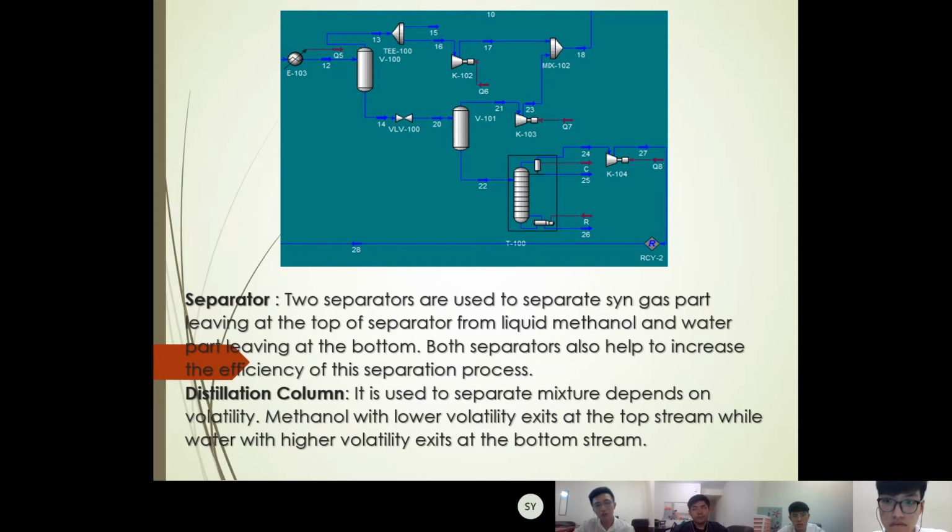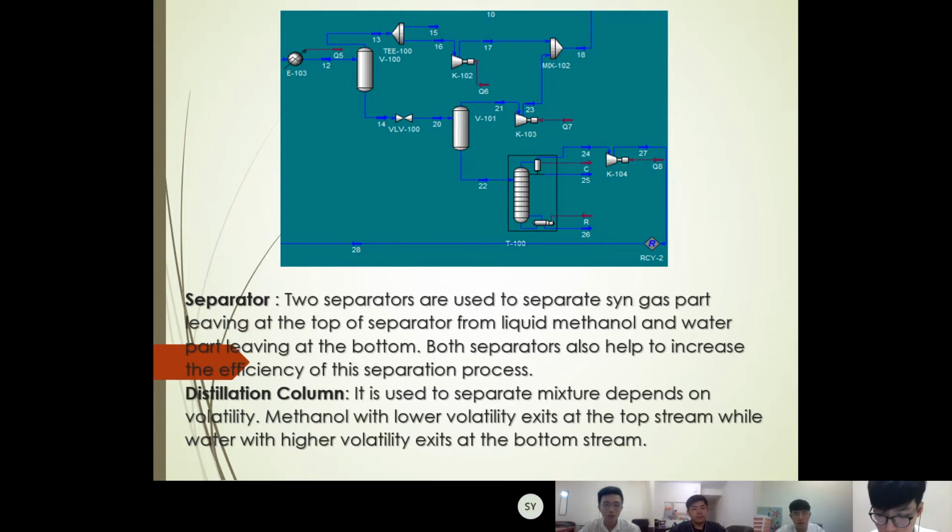After passing through the equilibrium reactor, it will reach these two separators. These two separators are used to separate syngas at the top of the separator from liquid methanol and water at the bottom. Both of the separators also help to increase the efficiency of the separation process.